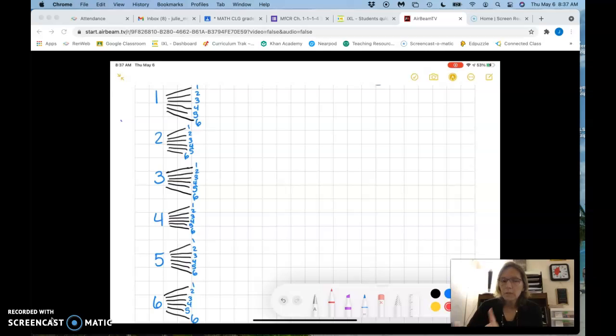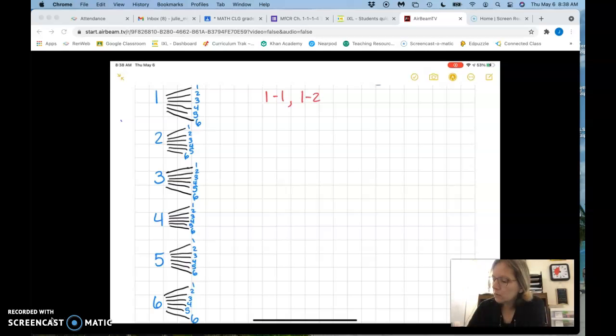So if we start with the number 1, we could roll a 1 and a 1. Hold on, I want to use a dash, not a comma, because I'm going to put commas in between. Okay, we could roll a 1 and a 2. We could roll a 1 and a 3. A 1 and a 4. A 1 and a 5. Or a 1 and a 6. Okay, so those are all our sample spaces for if we roll a 1 first.